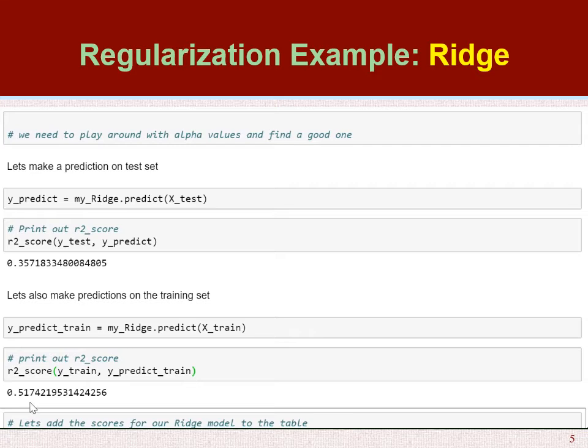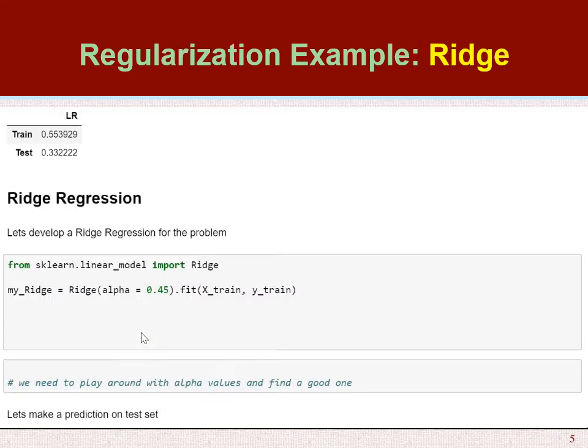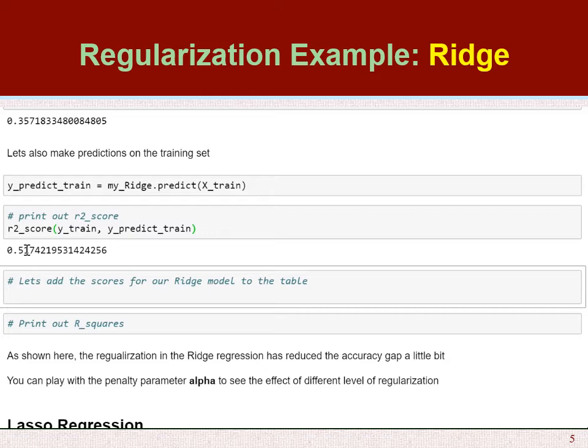So that's 51, compared to what we had before, which was 55. So it looks like the R squared score for the test data set improved, and for the training data set, it actually decreased a little bit. In general, it means that the gap between the accuracy measure for the training and test data set got lower and lower.